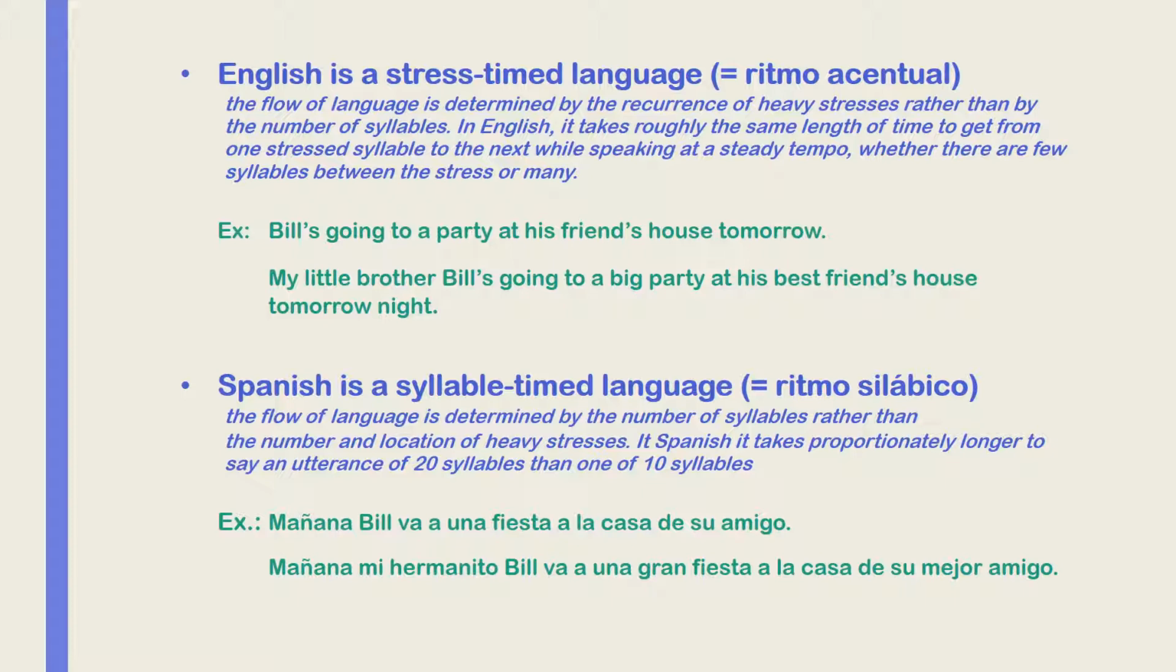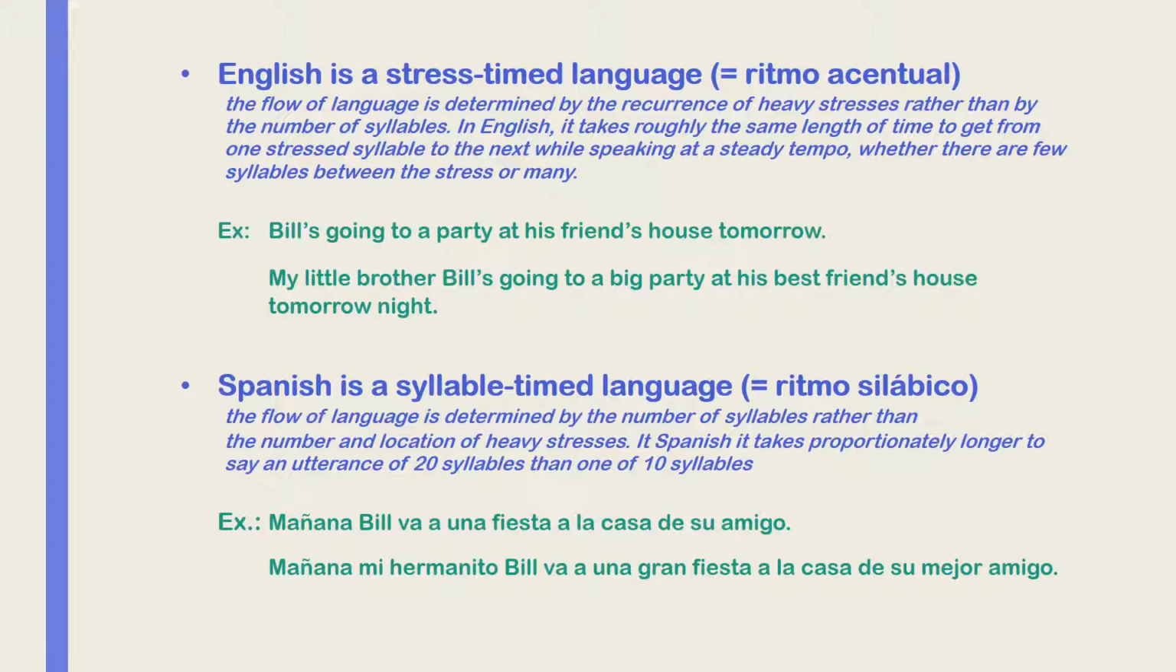In Spanish, it takes proportionately longer to say an utterance of 12 syllables than it would a sentence of 10 syllables. So in Spanish, it's actually a little bit easier. However many syllables you have, it's going to take you that much longer to say it. So I've transferred those sentences from the first example down here to Spanish. So I'm going to read the first one and then time it.